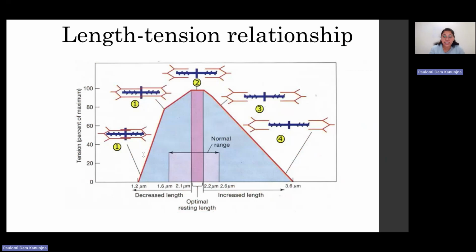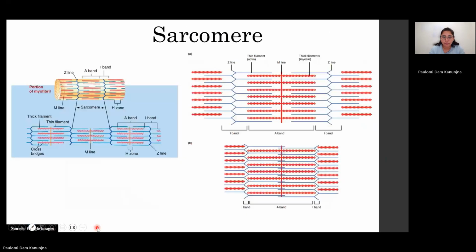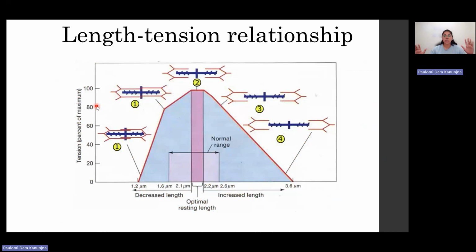The length is basically the distance between the Z lines. So let me show you again. Z lines and Z lines, this is the length, right? So this is the sarcomere length we are talking about. When you're talking about sarcomere length, you're basically talking about the myosin and the two actin filaments that are coming across, and you can see it in the slide also. You have this one blue color myosin here, and the thin lines are showing the actins.